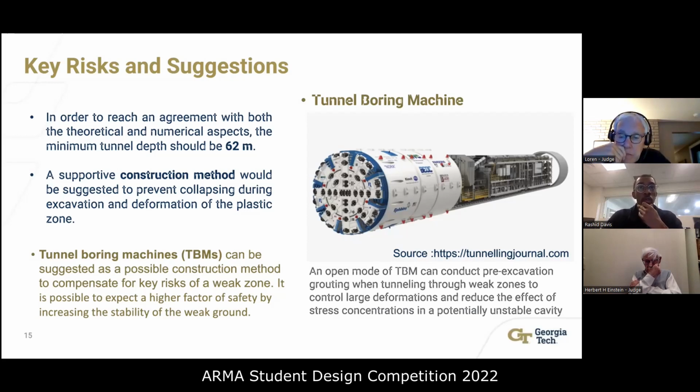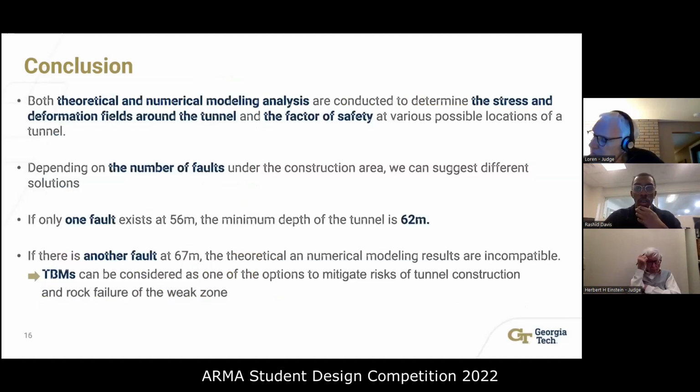In conclusion, we approached both theoretical and numerical model analysis to determine the stresses and deformation with both of the different methods. And we suggest different solutions depending on the number of faults under the construction area.